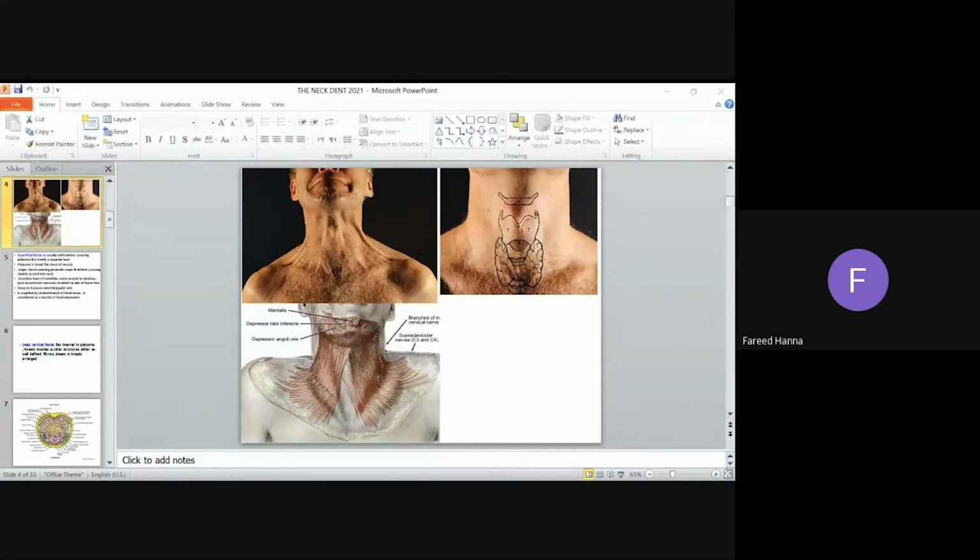We have studied mylohyoid forming the floor of the oral cavity, the geniohyoid also sharing in the formation of the floor of the oral cavity. The hyoglossus, you have studied it with the tongue, and then the digastric muscle here in the anterior triangle of the neck. The rest of the muscles are called infrahyoid muscles. They lie below the hyoid bone, inferior to the hyoid bone. The infrahyoid muscles.